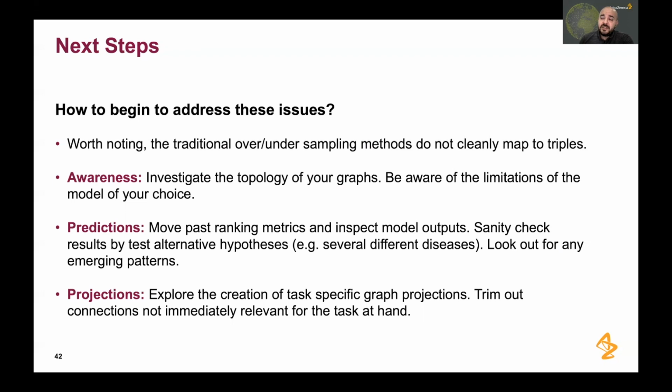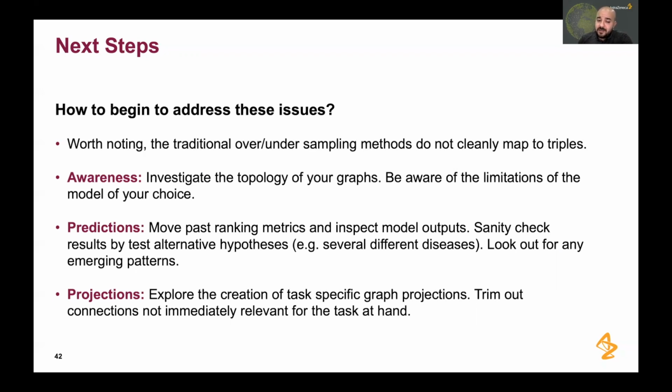However, what we then instead advocate for is primarily awareness. So we encourage all the practitioners to investigate the topology of their graphs and also be aware of the limitations of the model of their choice. Now, further on, the predictions, maybe it's time that we move past just ranking metrics and actually inspect the outputs. Perhaps sanity check them by running different alternative hypotheses like we've done here with different diseases and look out for any emerging patterns there.